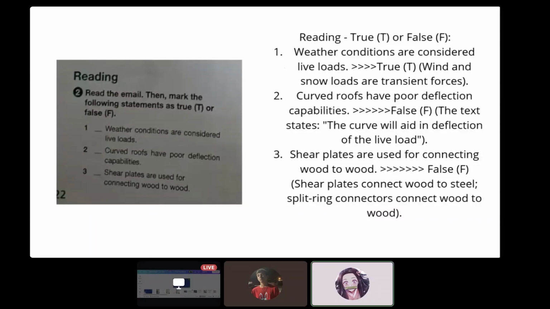The second activity is, read the email, then mark the following statements as true or false. The first statement is, weather conditions are considered light loads. The answer is true. The second statement is, curved roofs have poor deflection capabilities. The answer is false. Shear plates are used for connecting wood to wood. The answer is false.